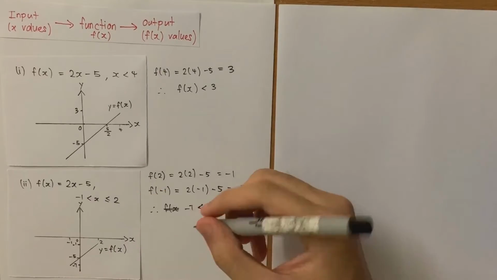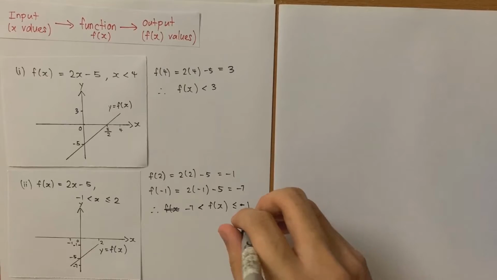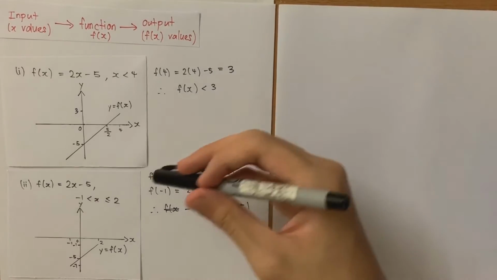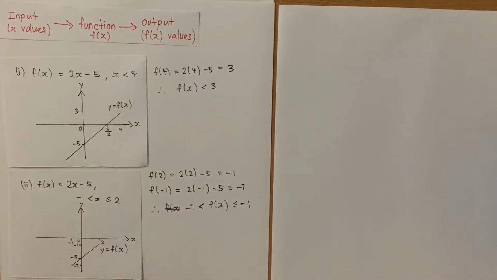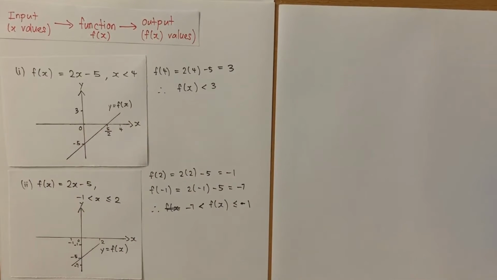So in conclusion, in between negative 7 and negative 1, we include the negative 1 because when x is equal to 2, it is included in the function, whereas x is equal to negative 1 is not included in the function. It will be a result of undefined. Yep, so this is the final range that we are going to get.